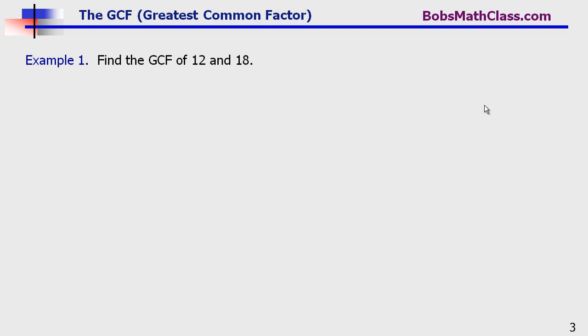Okay, find the GCF of 12 and 18. So we're looking for the largest common factor. Now, some of you might already think I could see that without doing the work. That's okay, that's great. Great that you could do that in your head. Not a lot of people can, so that's great.